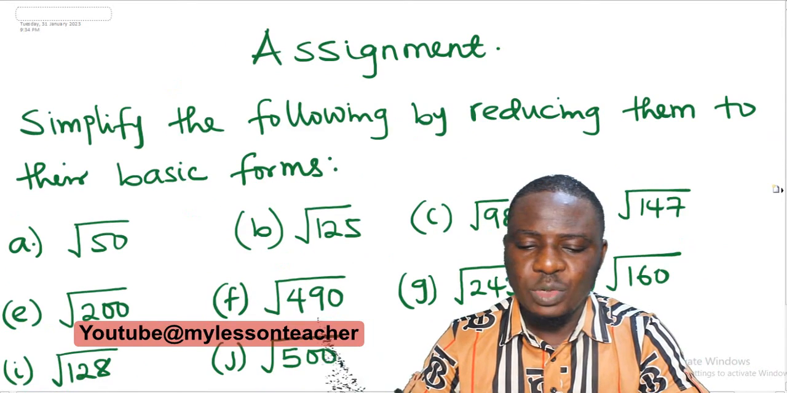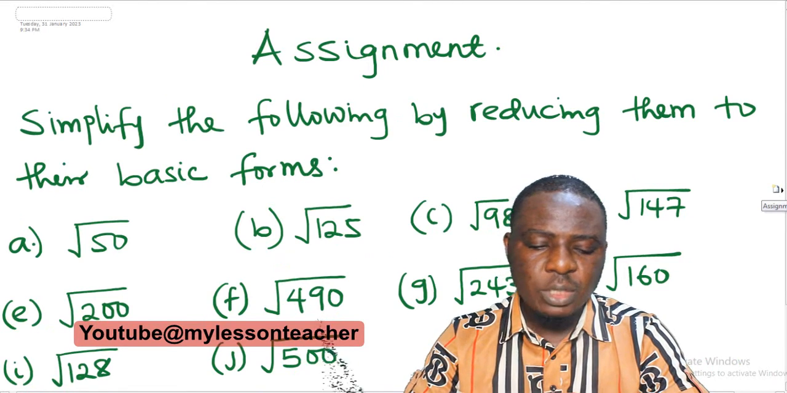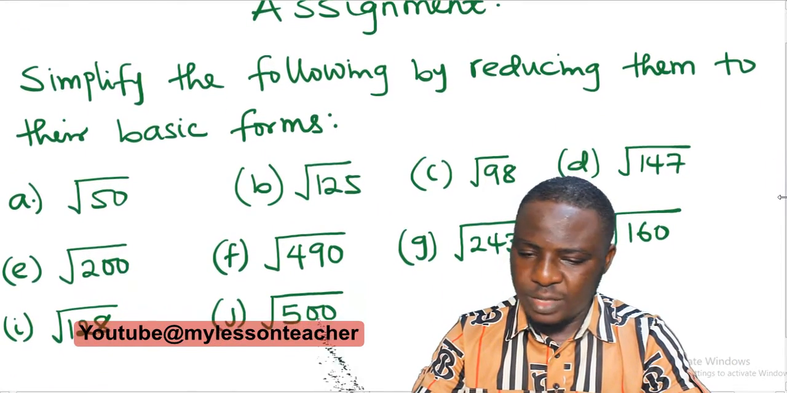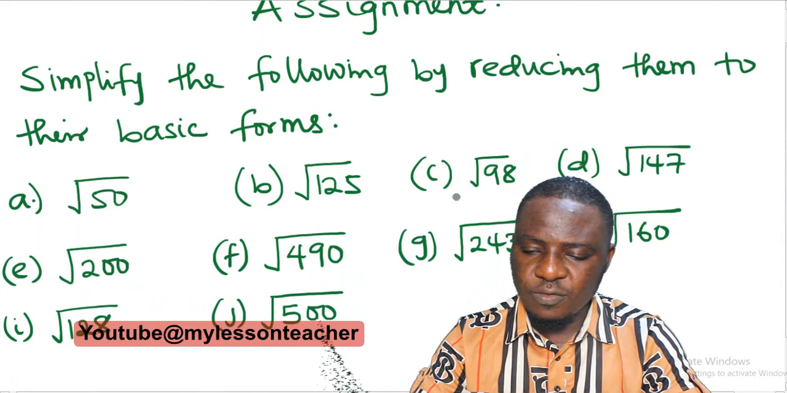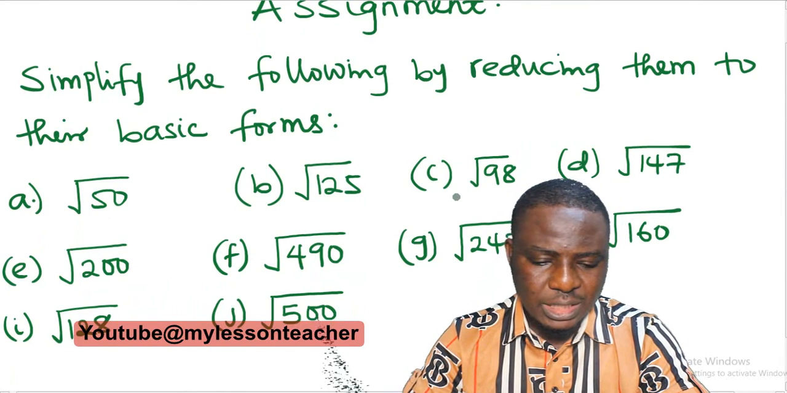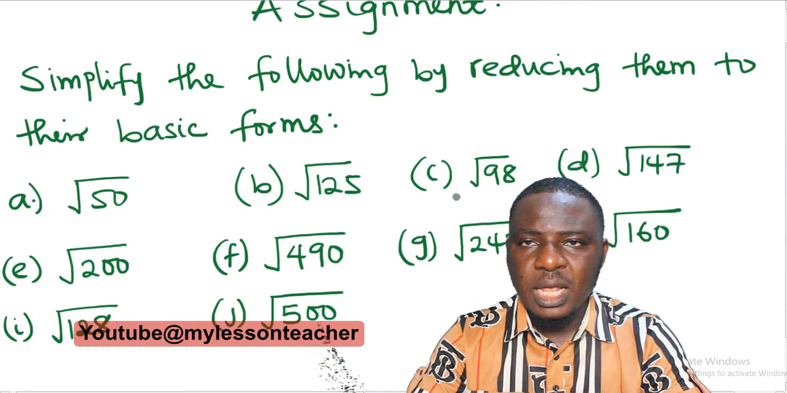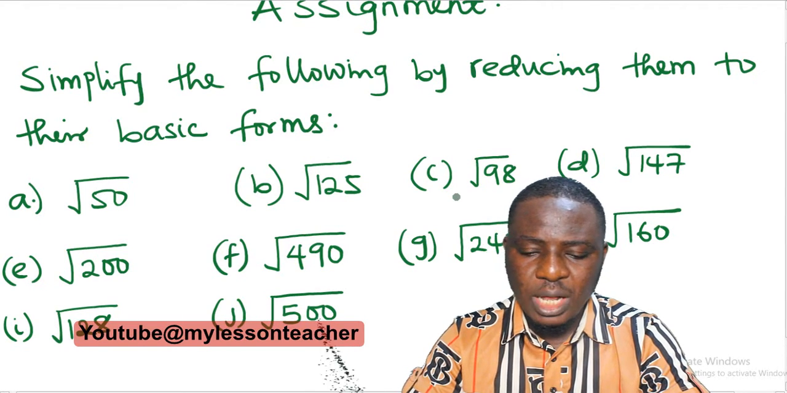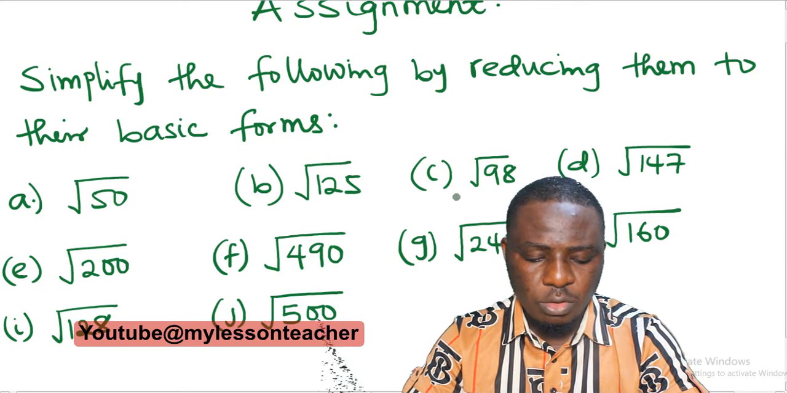But before we go, let me leave you with this assignment. We are asked to simplify the following by reducing them to their basic forms. So you have about 10 of them to do. That is root 50, root 125, root 98, and down to root 500. So what you have to do in this case is try to express each of the rational numbers under the square root sign as a product of two factors where one is a perfect square. And once that is done, you can then find the square root of that perfect square and multiply it by the irrational number.